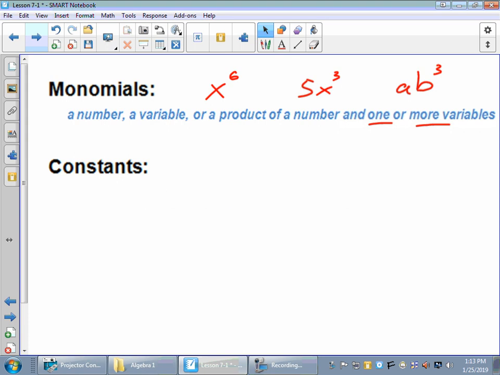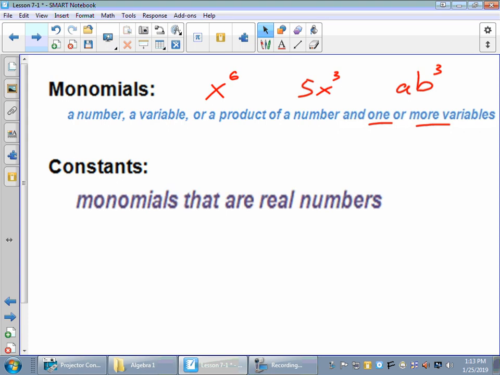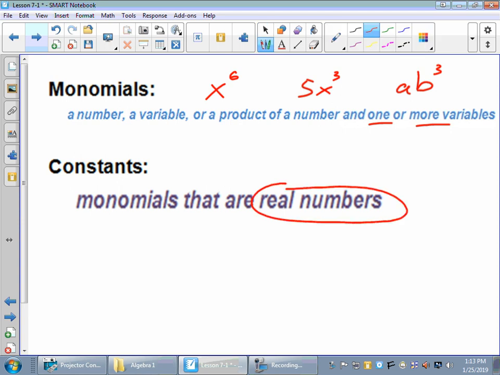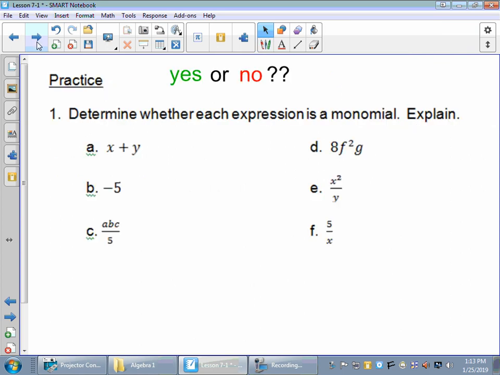And what is a constant? Constants are monomials that are real numbers. So we talk about real numbers. If it's just a number, like an example would be the number 8 or the number -3, if it's just the number with no variable, then we call that a constant. We talked about those before. Okay. So determine whether these are monomials or not.